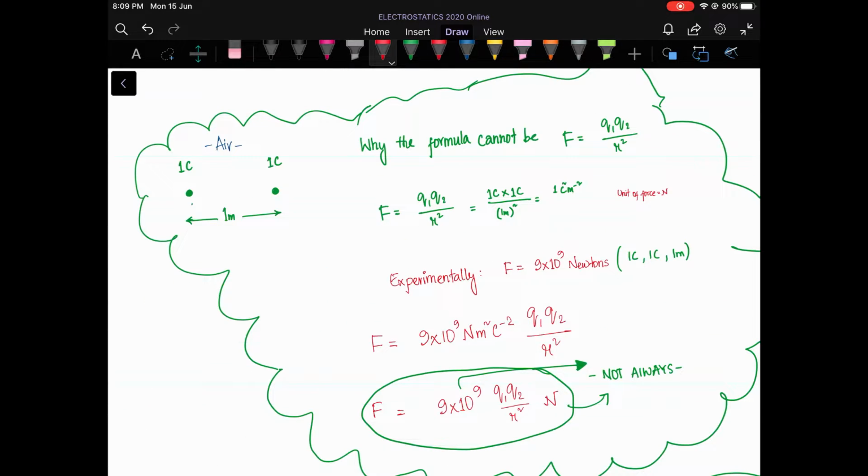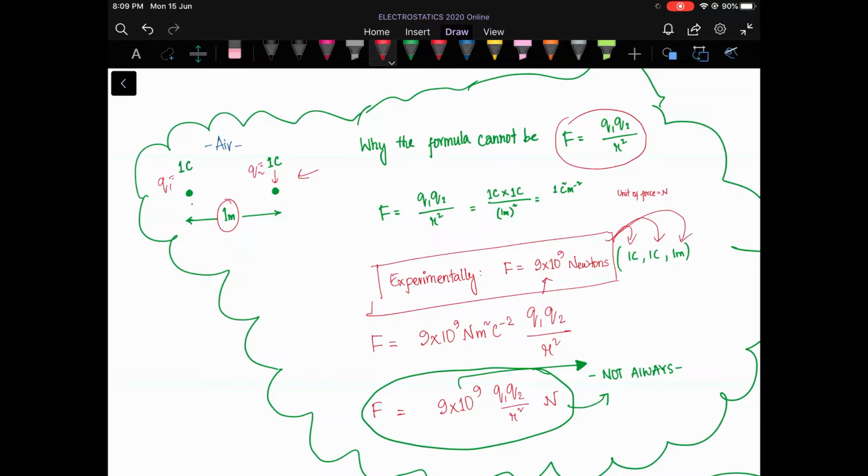Suppose we do not have the C in the formula, and we write F = Q1Q2/R². And suppose we have a case where we have two charges, one is 1 coulomb of charge and the other one is again 1 coulomb of charge, separated by a distance of 1 meter. Experimentally, it is found that the force between these two positive charges is 9 × 10^9 newtons. That means two charges, 1 coulomb each, separated by a distance of 1 meter, should experience an electrostatic force of attraction or repulsion, the value of which should be equal to 9 × 10^9 newtons.